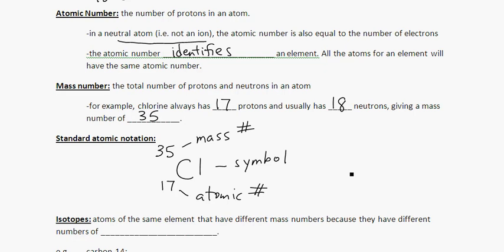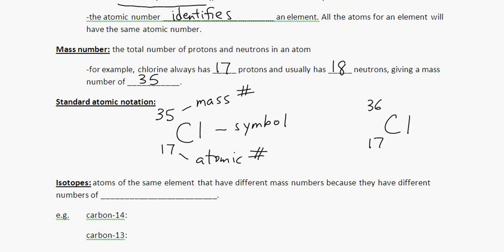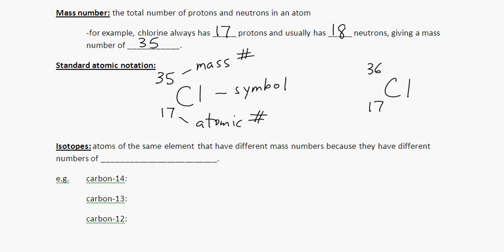Okay, it is possible for chlorine to have 19 neutrons. If chlorine had 19 neutrons, well, this would still be 17 because it's still chlorine, but then this would become a 36. Okay, and so you'd call this one chlorine 35. This one would be called chlorine 36. Those would both be called isotopes of chlorine, which is what I'll talk about in the next video.